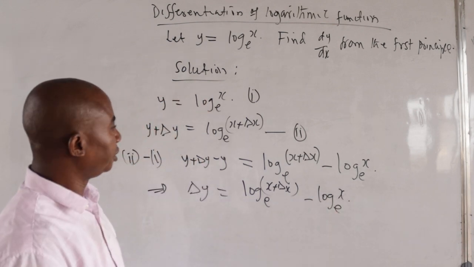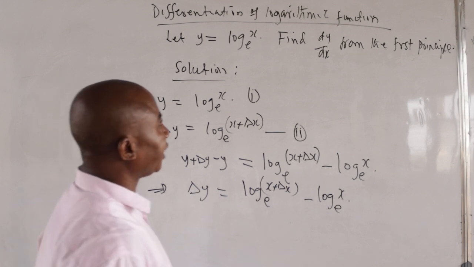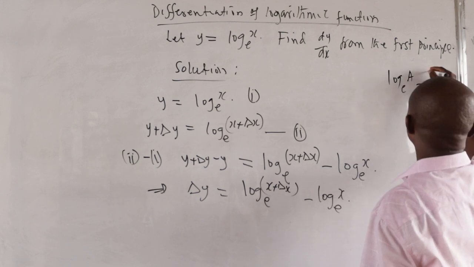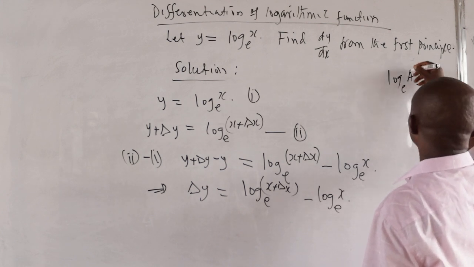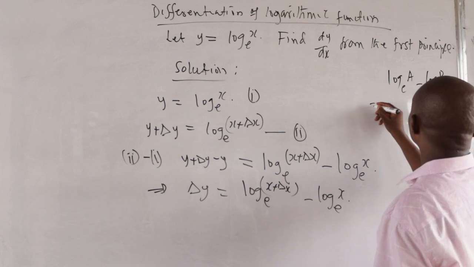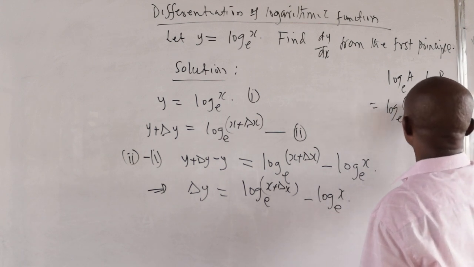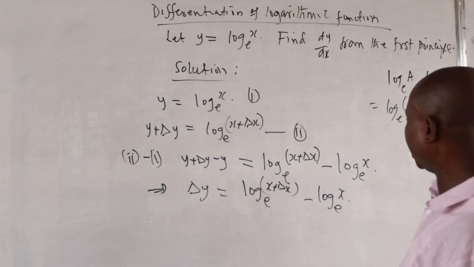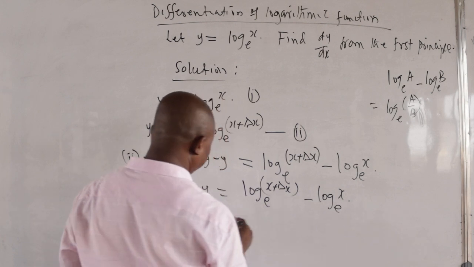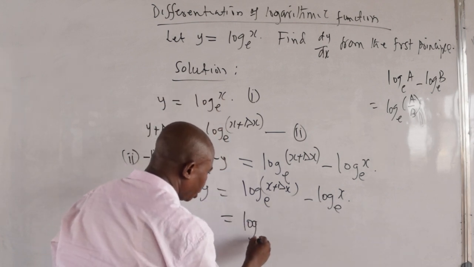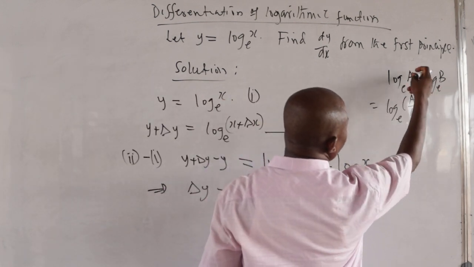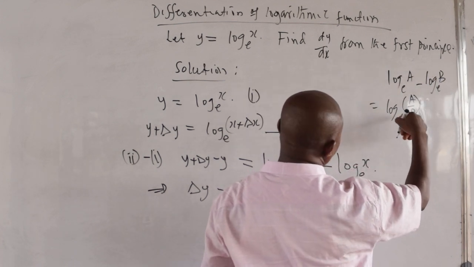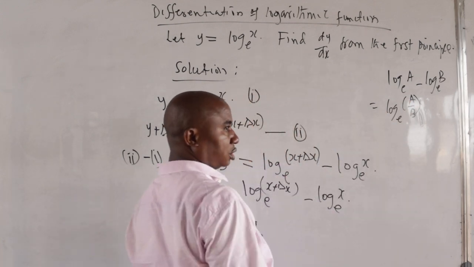We are familiar with the laws of logarithm. One of them says that log to base e of a minus log to base e of b, where a and b are numbers, is nothing but log to base e of a divided by b, provided b is not 0. We're going to apply that here. This law is true to any base, not only the Napierian logarithm.